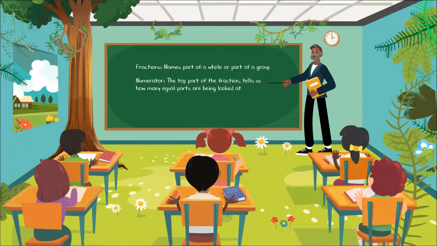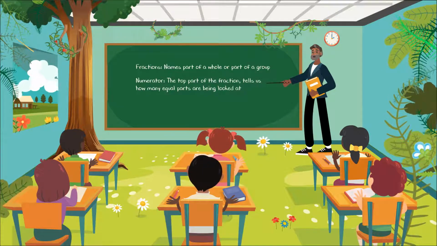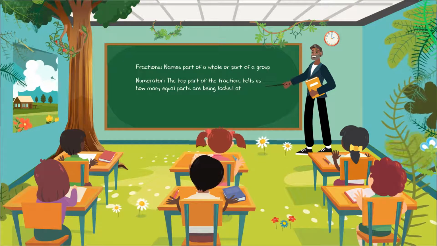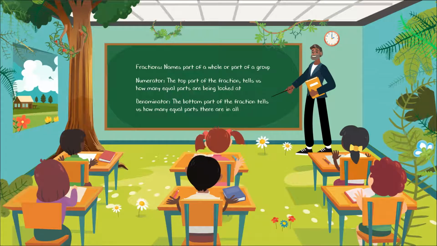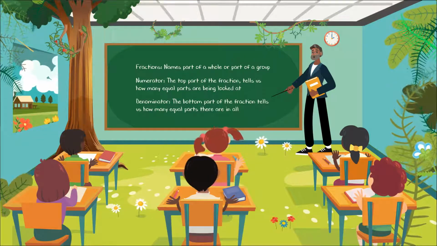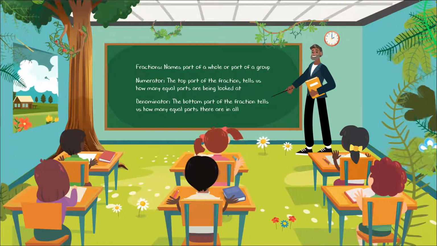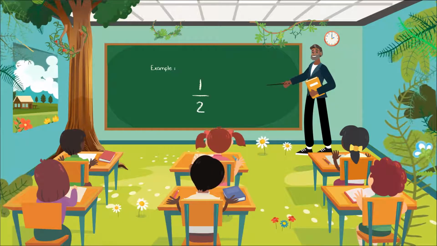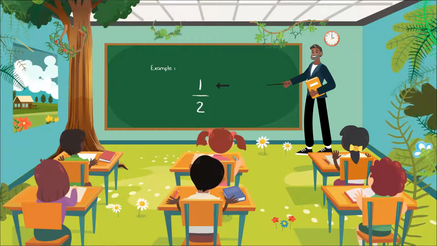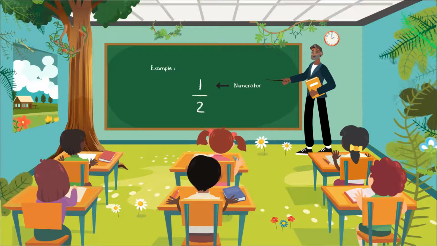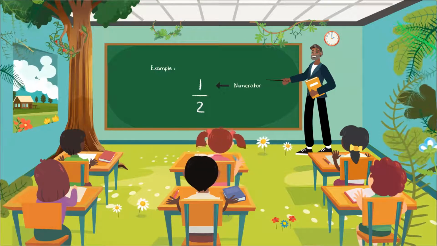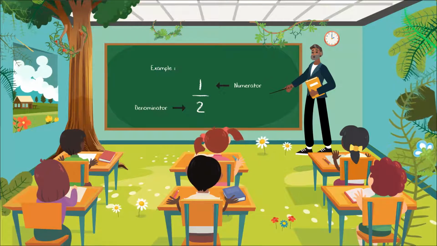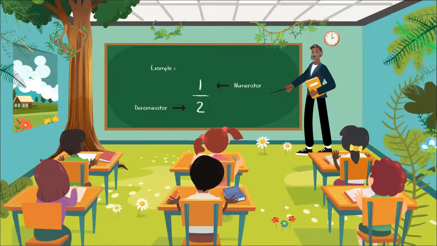Numerator. The top part of the fraction tells us how many equal parts are being looked at. Denominator. The bottom part of the fraction tells us how many equal parts there are in all. Example, 1/2. The top part of the fraction is the 1. That's the numerator, and it only tells you the parts that you're looking at. The 2, the denominator, the bottom number, tells how many in all.